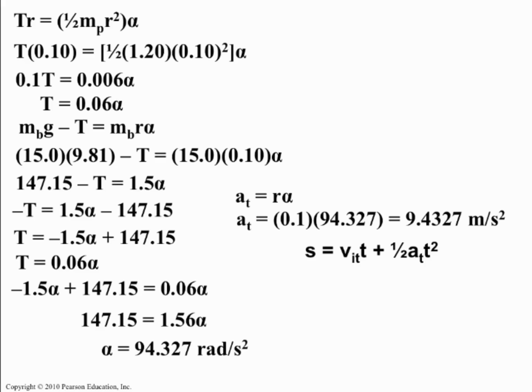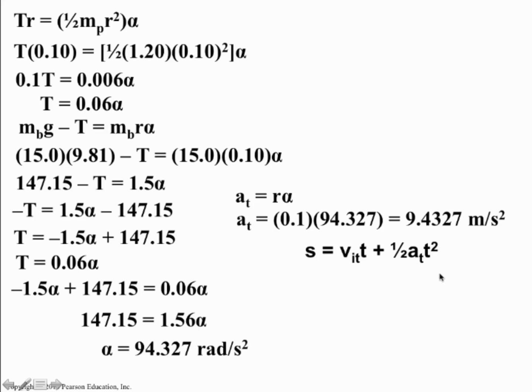So the convenient one here is s equals v_it t plus 1/2 a_t t squared. Don't worry about the subscripts. I always put subscripts in just to clarify. I put v_i here because that's the initial tangential velocity. So i t, initial tangential, is all that means. And a_t, of course, tangential acceleration.